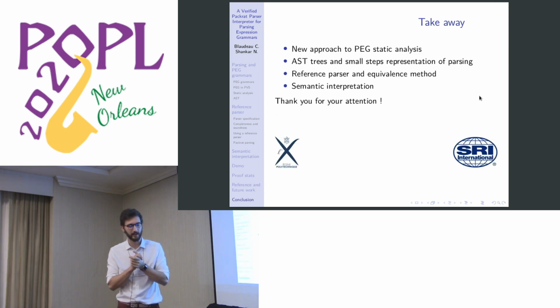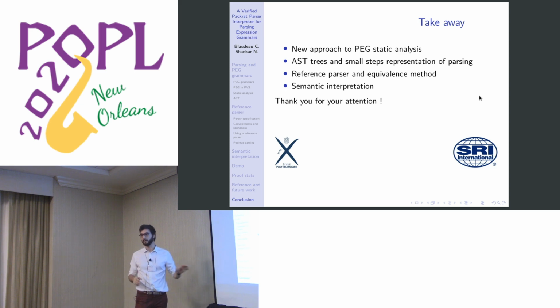So a quick takeaway. We developed a new approach to PEG static analysis that I haven't developed much here, but you have all the details in the paper, especially a more computing approach to this problem. Then we have this idea of using the full trees, even with the failing branches, which are like the small step representation of the parsing, and building upon those trees to get the property.